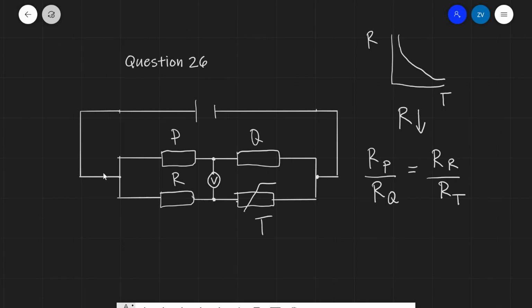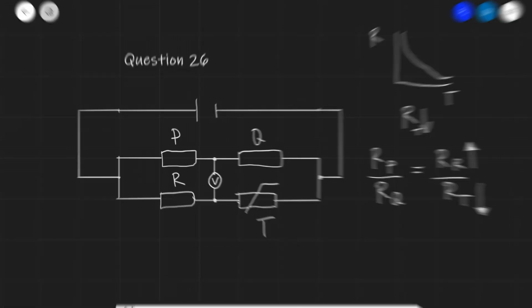Now, if the ratio is to remain constant, the only way to do that is, if the resistance of the thermistor is going down, this means that the resistance of the resistor has to go up. And that is the only way we can restore the voltage back to 0.